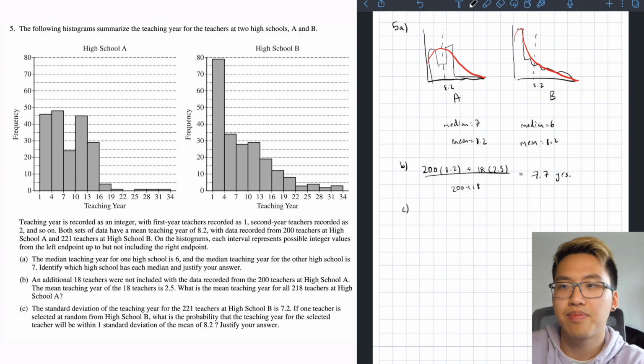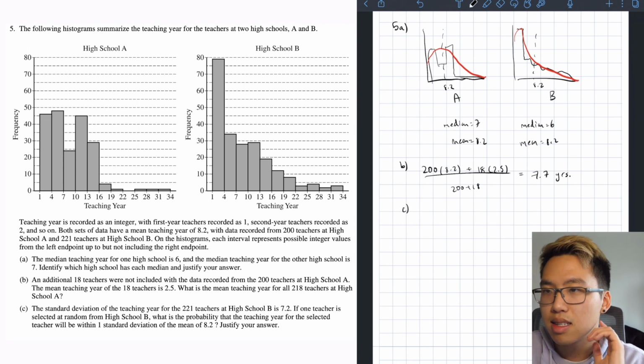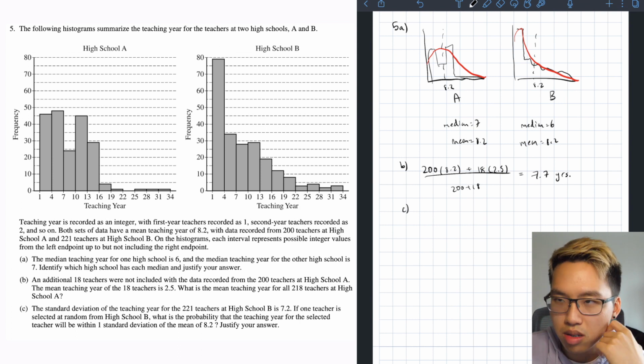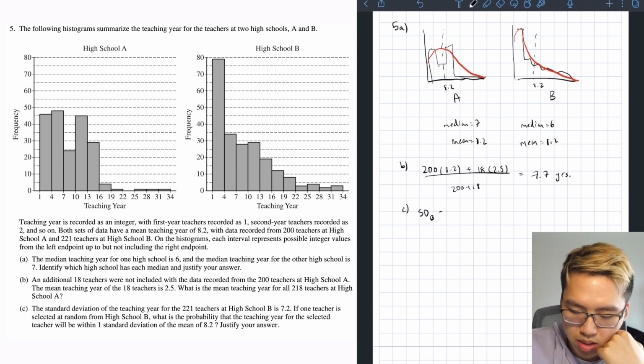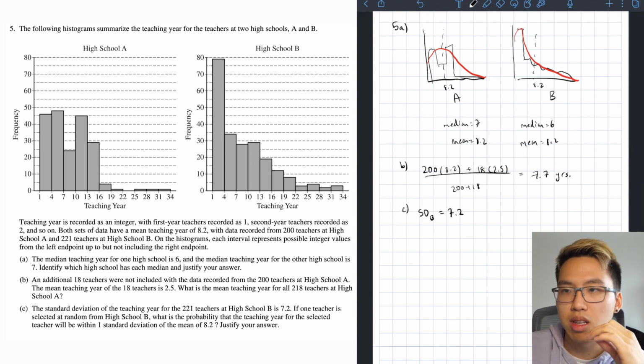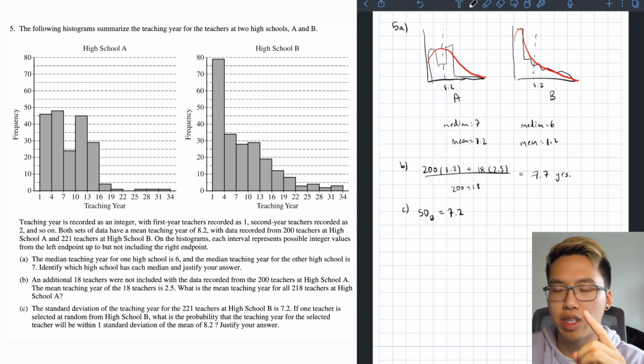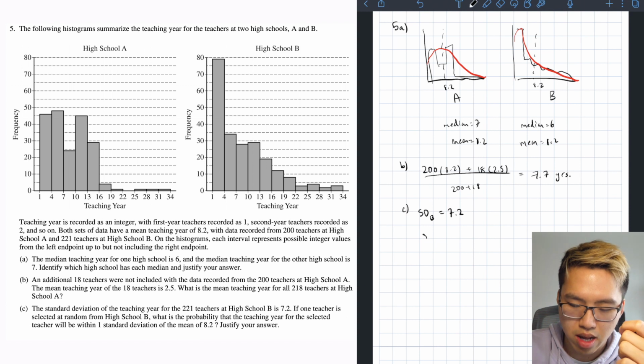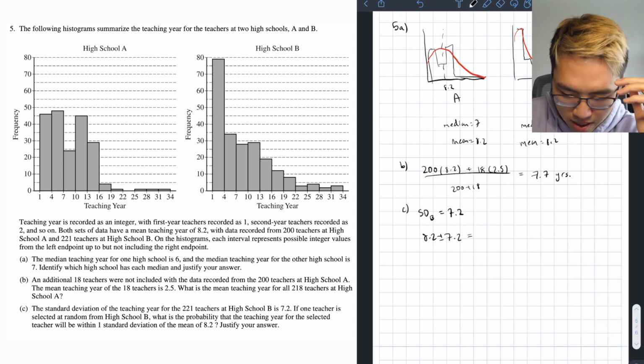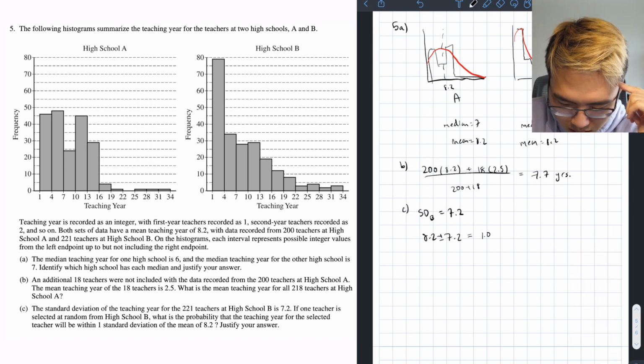That was pretty straightforward. Part C asks, the standard deviation of the teaching year for 221 teachers at high school B is 7.2. So let's write that down, 7.2. If one teacher is selected at random from high school B, what is the probability that the teaching year for the selected teacher will be within one standard deviation of the mean of 8.2? So within 8.2, and then one standard deviation is plus or minus 7.2. So that is 1.1 and what is that, 15.4?